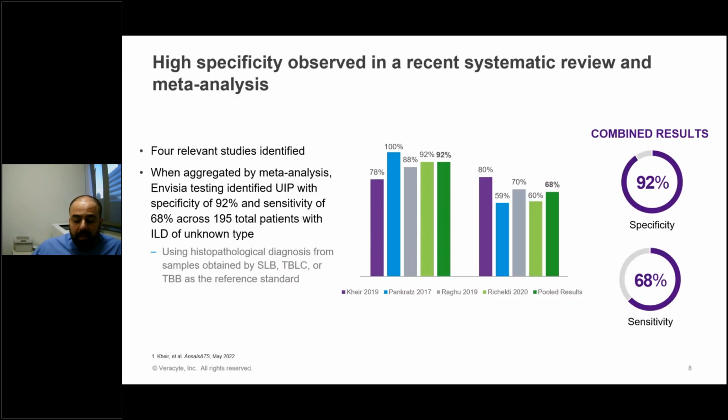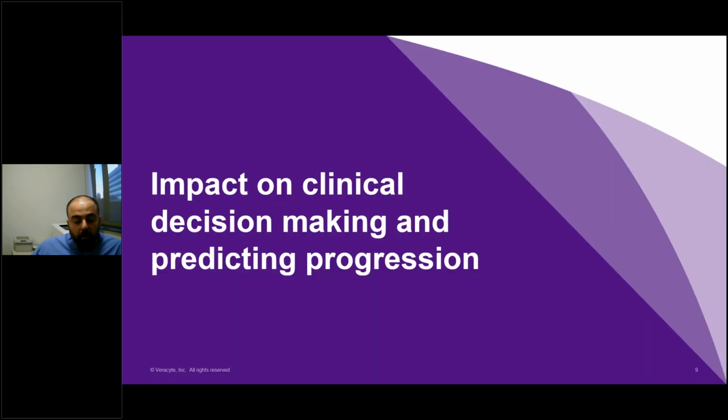So regarding the ATS guidelines, we published a systematic review for the 4 relevant studies identified. And the aggregate meta-analysis showed that the sensitivity for a genomic classifier to label a UIP pattern is 68% and a specificity of 92%. And we have shown as well that there is a high level of agreement between a UIP pattern on Envisia and eventually a UIP diagnosis, and also a high level of agreement eventually to label these patients as IPF diagnosis. So what is the impact on clinical decision making as well as predicting progression?